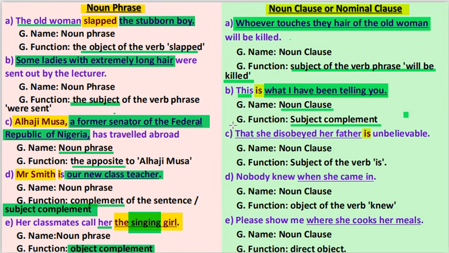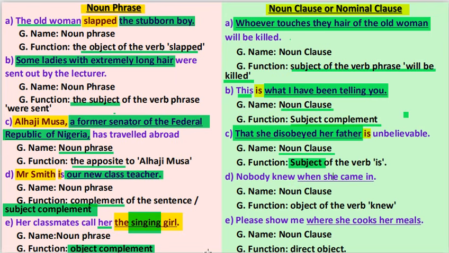That she disobeyed her father is unbelievable. That she disobeyed her father is underlined, and it is a noun clause. And what is the function? It functions as the subject of the verb is. That she disobeyed her father is a noun clause.